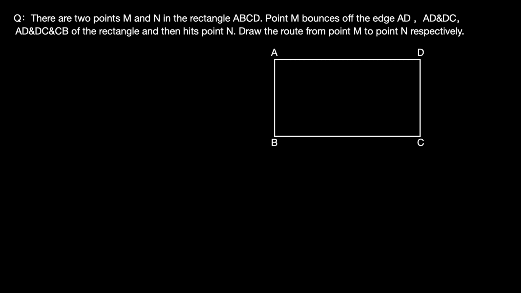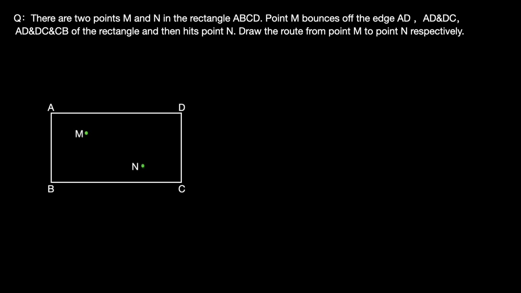Question. There are 2 points M and N in the rectangle ABCD. Point M bounces off the edges AD, DC, and CB of the rectangle and then hits point N. Draw the route from point M to point N respectively.